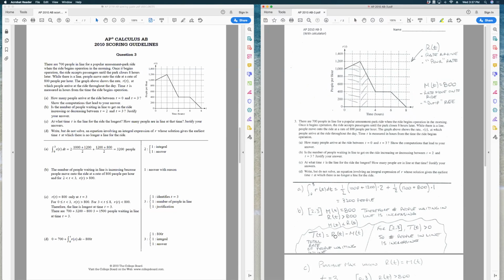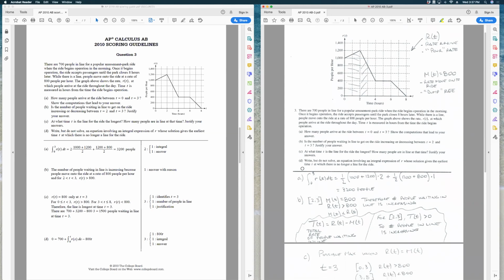R of t is more than 800, M of t is 800, so therefore this is going to be a positive number, so therefore the number of people waiting in the line is increasing. Didn't have to do it this way, but I'll show you later on how that might come in handy, doing this overall rate idea.